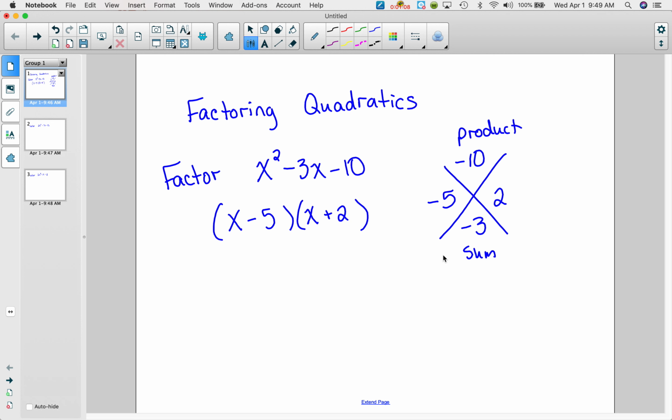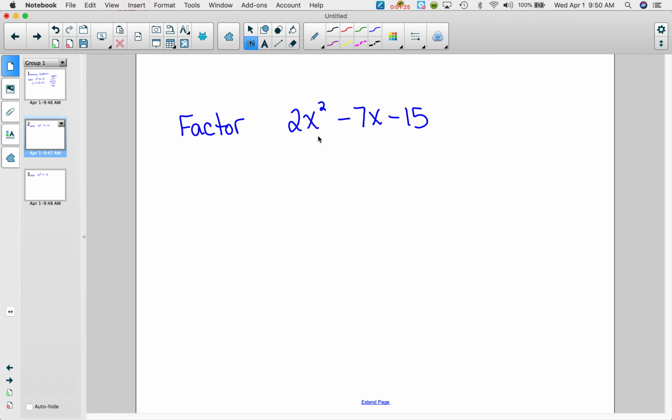How can you tell if you did it right? Multiply it out, FOIL it, or you can put it in a box to multiply. So x times x is x squared. Then you get a 2x and a minus 5x, which when you add those together, you get negative 3x, and then negative 5 times 2 is negative 10. So it works.